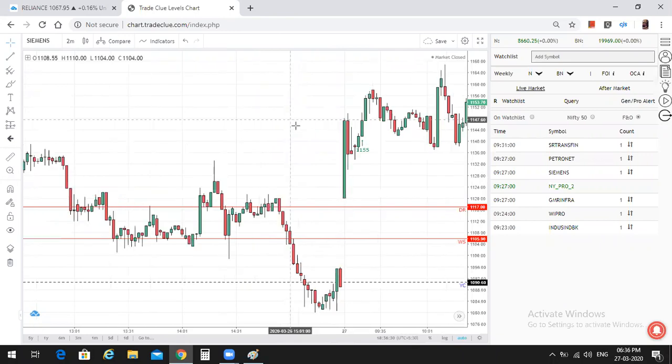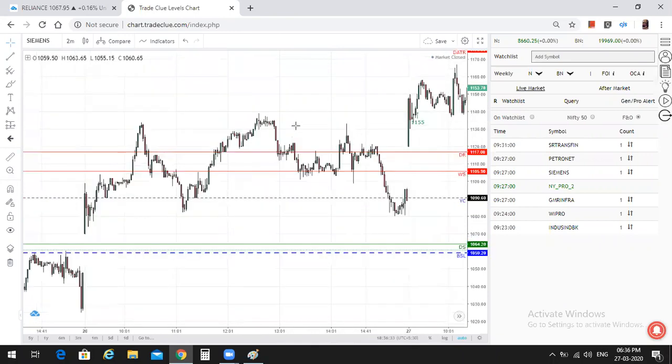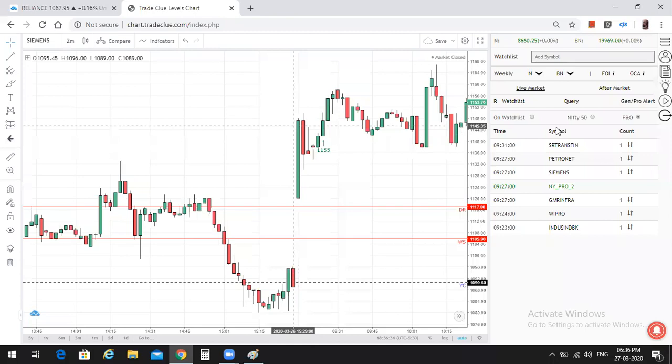So I'll also explain what exactly has happened in Siemens and the other NY Pro. So we have to decipher. Now, the job of the system is to give you an alert. Out of all these alerts, I told you IndusInd I'll not trade. Wipro was okay, decent to trade. GMR not allowed to trade. Siemens, if I'm trading, it does not go up, it comes back down, so it doesn't give me money. Let's open Petronet, NY Pro 1.